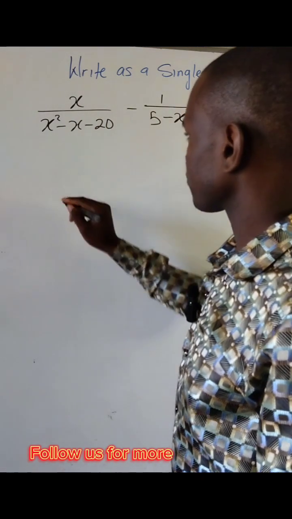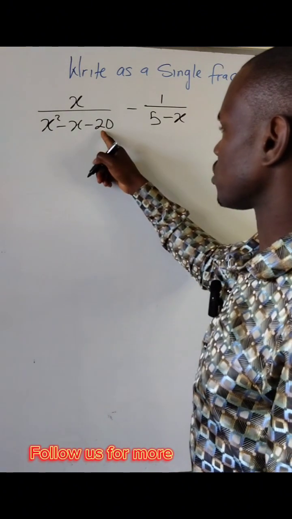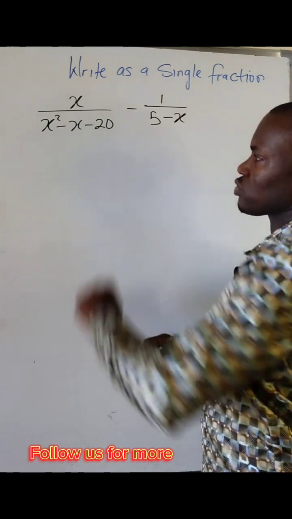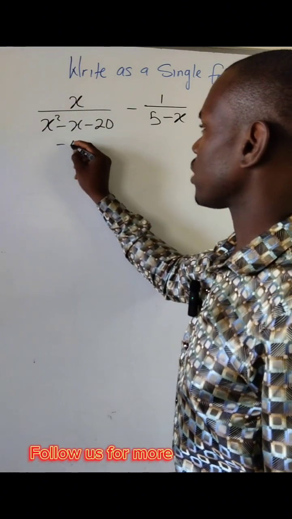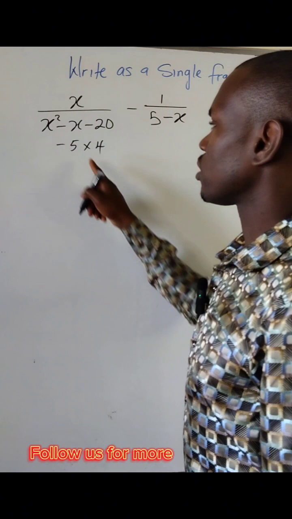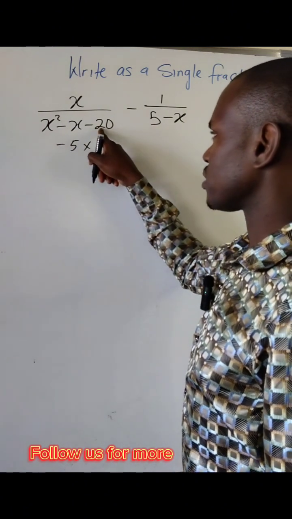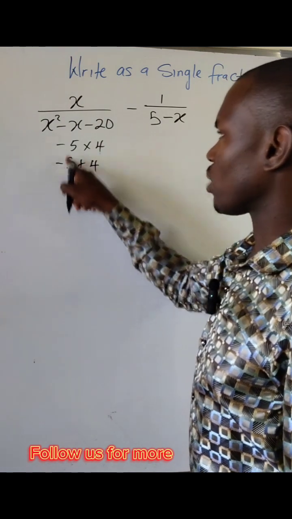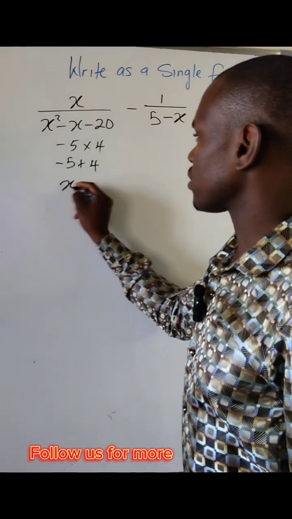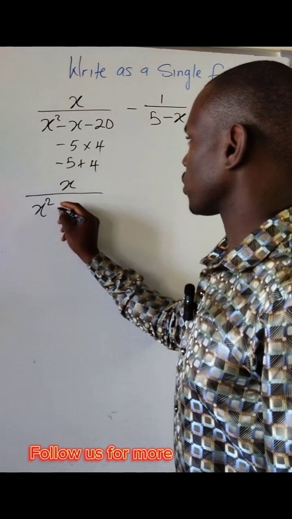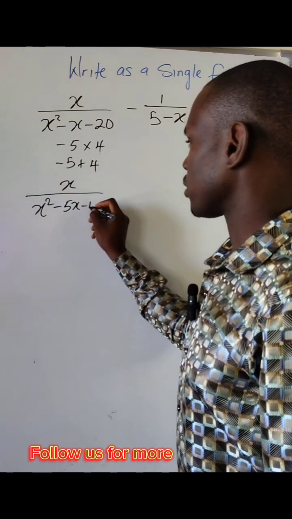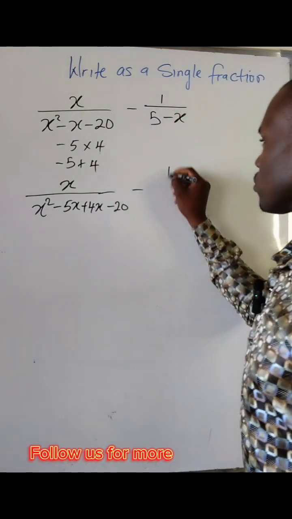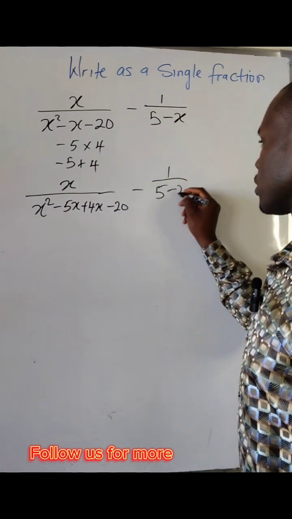So to factorize here, what two numbers can I multiply to get negative 20? If I add the same two numbers, I will have a negative 1, which is the coefficient of x here. The two numbers should be minus 5 and 4. If I multiply both of them, I'll have negative 20. If I add both of them, I will have a negative 1 coefficient here. So we're going to be having x over x squared minus 5x plus 4x minus 20. Bring this down, 1 over 5 minus x.